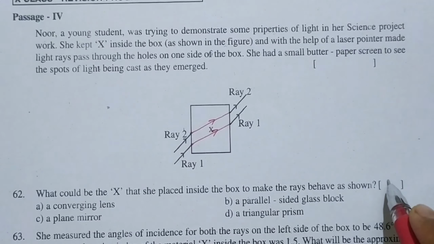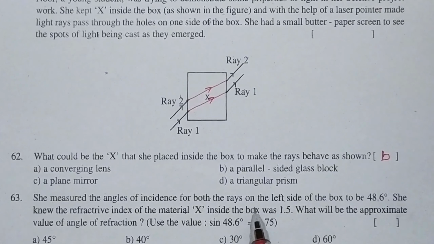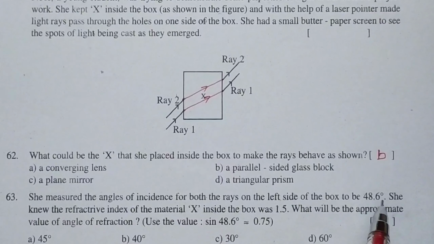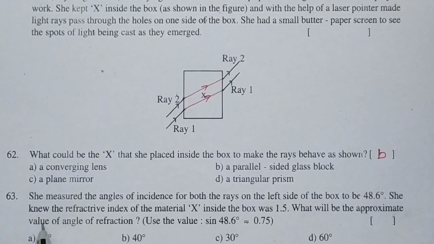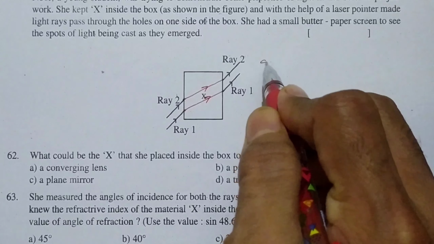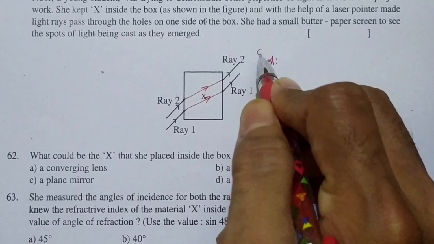Now we see question number 63. She measured the angles of incidence for both the rays on the left side of the box to be 48.6 degrees. She knew the refractive index of the material X inside the box was 1.5. What will be the approximate value of angle of refraction? Use the value sin 48.6 degrees is approximately equal to 0.75. Now let us solve the problem. This is the solution of the 63rd one.